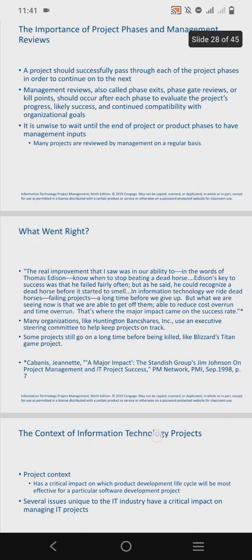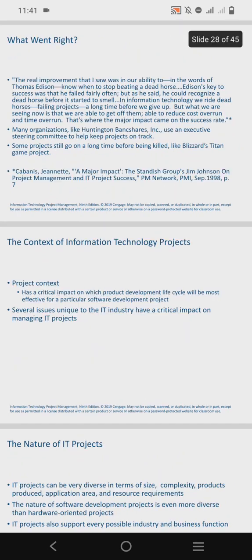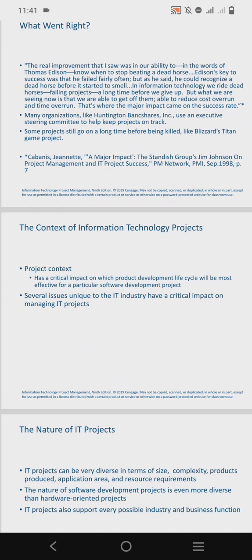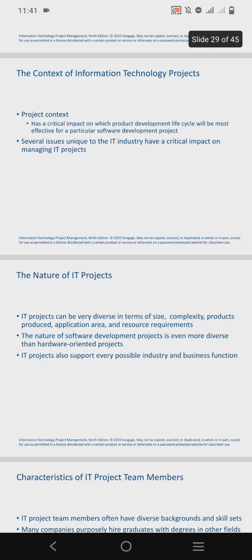Now, talking about the context of information technology projects, the context of a project has a critical impact on which product development life cycle will be most effective to carry out a software development project. IT projects are diverse in different ways, ranging from size to complexity to the products that are produced, the application area, as well as the resources that are required. So the nature of a software development project is even more diverse than a hardware-oriented project.